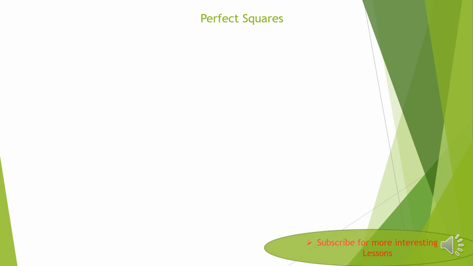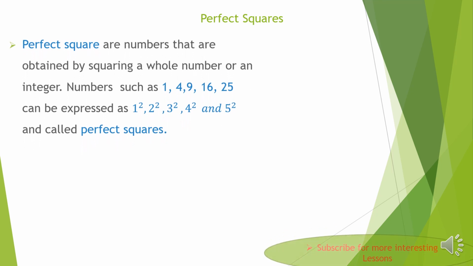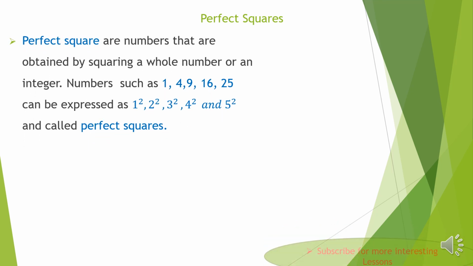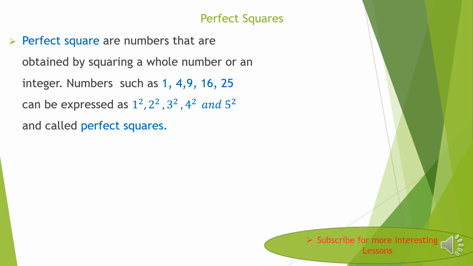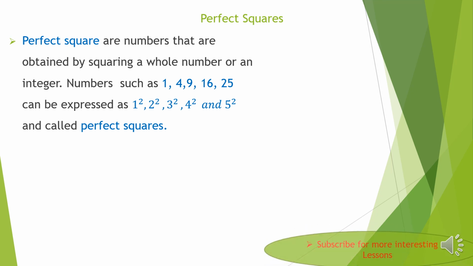To start with, I look at what are these perfect squares, and by so doing I'll define what perfect square numbers are. Perfect square numbers are numbers that are obtained by squaring a whole number or an integer. Numbers such as 1, 4, 9, 16, and 25, to name a few, can be expressed as 1 squared, 2 squared, 3 squared, 4 squared, and also 5 squared, respectively. Such numbers are therefore called perfect square numbers.